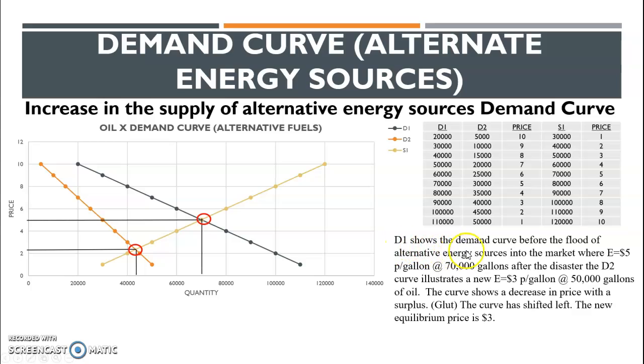So D1 shows the demand curve before the flood of alternative energies, right here. So we're at $5 per gallon at 70,000 gallons. After, D2, right here, illustrates it's $3 a gallon at 50,000 gallons of oil. And that's the surplus, the glut. The curve has shifted left as the new equilibrium price is now $3. And that's the energy sources demand curve.